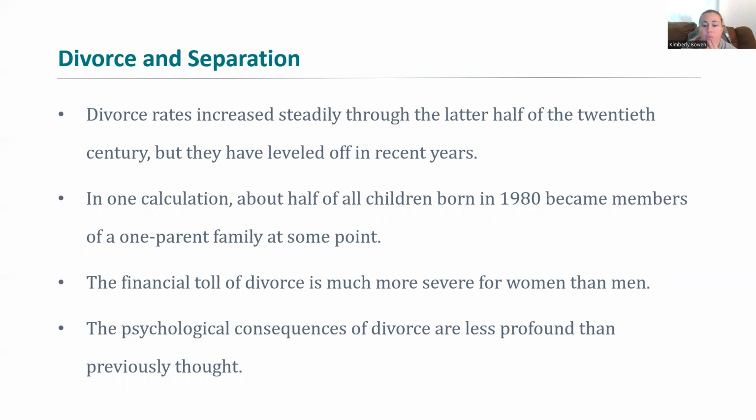By one calculation, about half of the children born in 1980 became members of a one-parent household at some point. The financial toll of divorce is much more severe on women than it is on men. And that's again tied to these ideas of breadwinner situations and being able to have access to economic means. It also comes down to gender inequality within the workplace and the fact that women across the board make less than men do. In order to gain economic stability, where women would not feel that as badly, they would have to be equally paid for the jobs that they do, have equal levels of education, and have equal access to hiring practices, promotion practices, et cetera. The psychological consequences of divorce are less profound than previously thought.